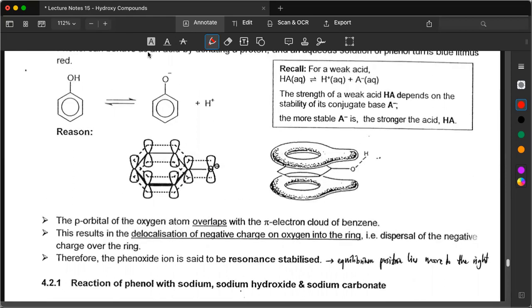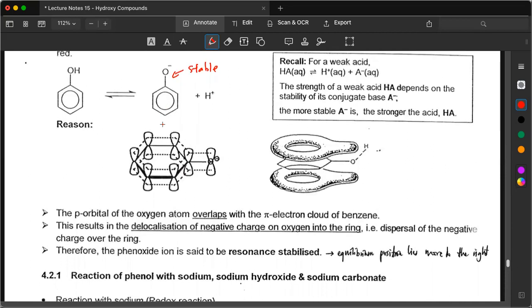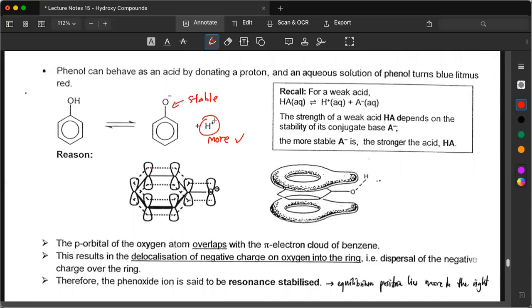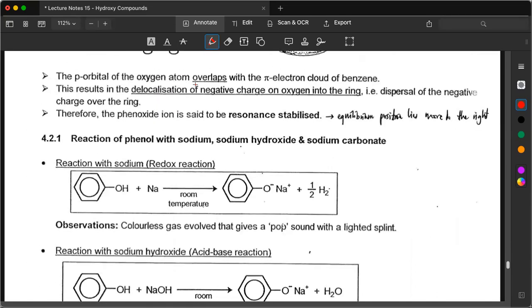So if we have this stabilized, because of the overlapping of orbitals, because of the delocalization of the negative charge, because of the dispersal of negative charge, it means that you have more of this. And therefore, there's sufficient H plus to turn litmus paper red. So it is slightly different from alcohol.